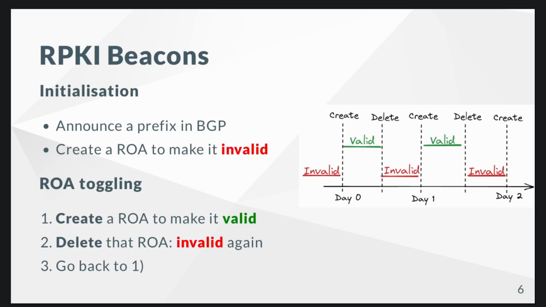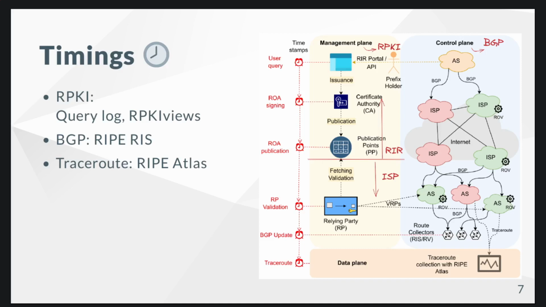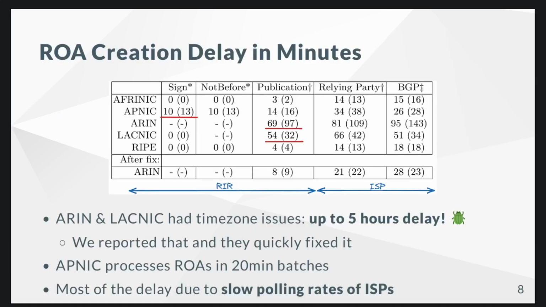To monitor what's happening during this experiment, we use different data sets. The first one is our own logs that just record when we ask RIRs to create and delete our ROAs. Then we use RPKI views, which is an archive of ROAs, so we can track when our ROAs have been made public. We also look at the impact of our ROAs in BGP using RIPE RIS and also in the data plane using traceroute from RIPE Atlas. So this table here shows a summary of what we have observed when creating ROAs.